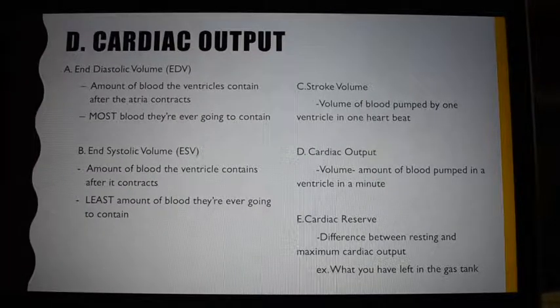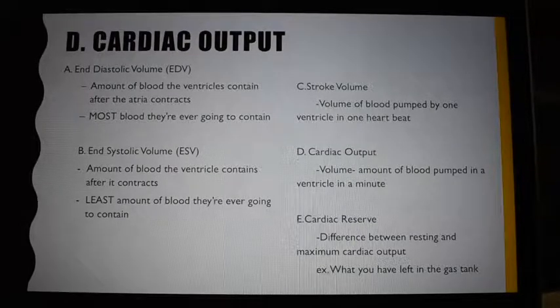These are a few different terms that we have to know so that we can make sense of the amounts of volume and blood and how much it contains before the contraction, after the contraction. So we're going to start off from this side, and we're going to move over to this side. The first term we're going to learn is EDV, which stands for end diastolic volume, and this is the amount of blood the ventricles contain after the atria contracts. So this is the most amount of blood that the ventricles are going to contain inside of that space.